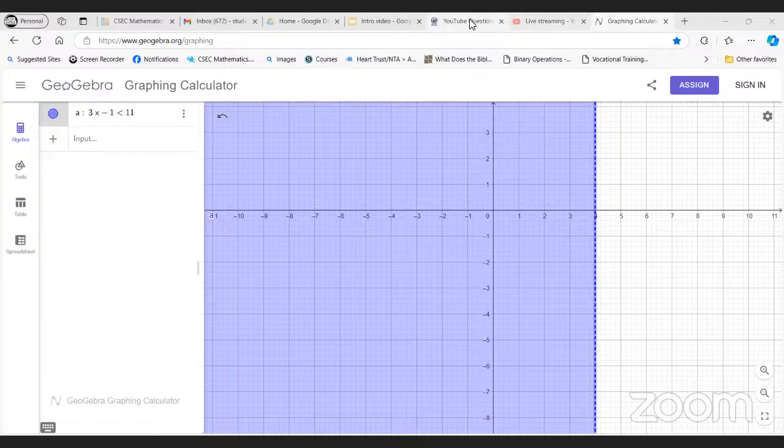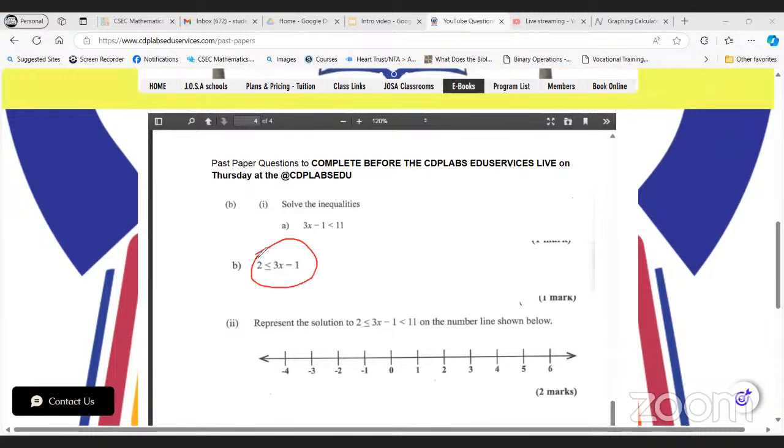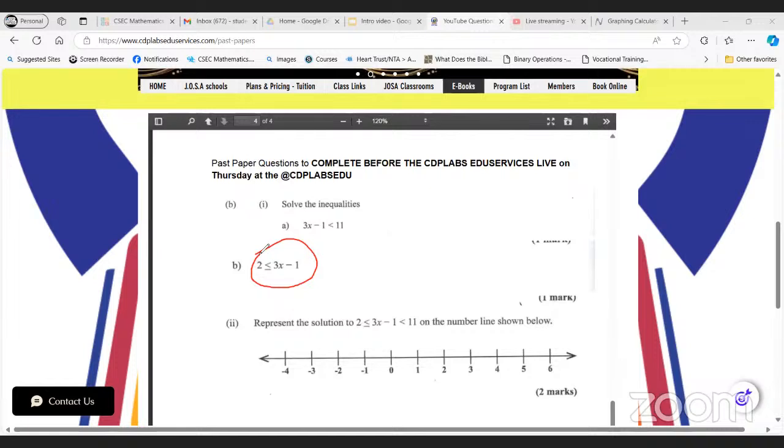Let us now move on to the next question. What is the next question? This one right here. We're going to put this on the graph for you to see how things line up. Let's get to it. So we're going to write this expression on the graph and see what it looks like. So 2 is less than or equal to. When a line is drawn below the greater than or less than sign, it is saying that the thing is equal. So what this means is that 3x minus 1 is equal to 2, but also greater than 2. All right? So let's look at what that looks like on the graph.